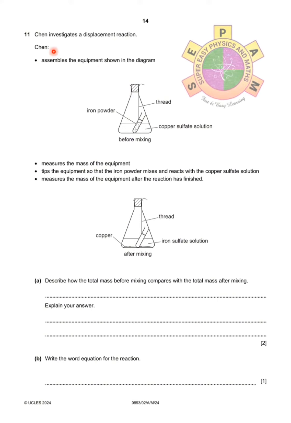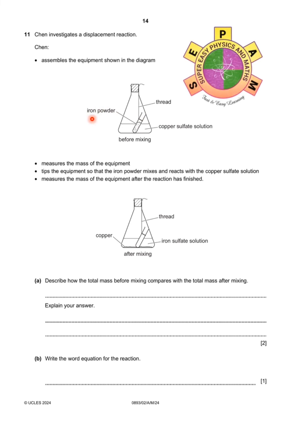Question 11. Shen investigates a displacement reaction. So he assembled the equipment as shown in the diagram. You have the conical flask. Then inside the conical flask, he pours his copper sulfate solution, which is blue. And then with a thread, he's holding iron powder. So you want to pour iron powder.